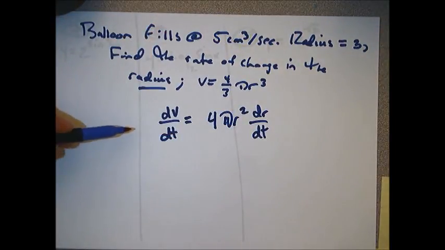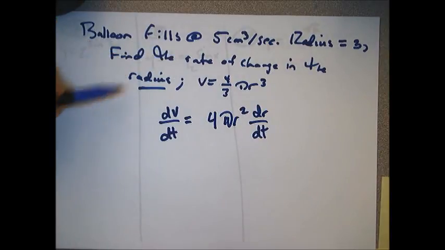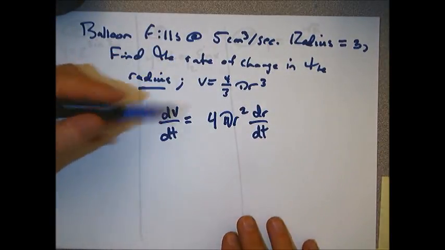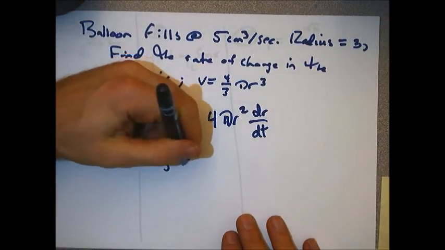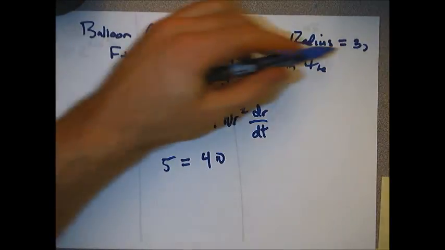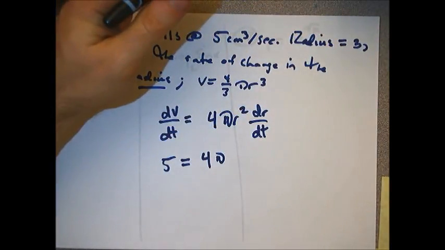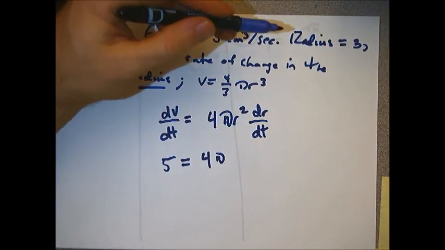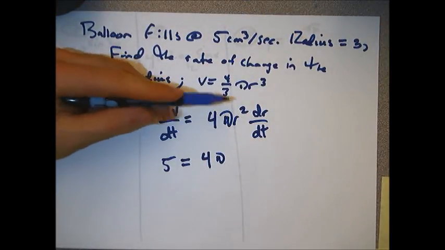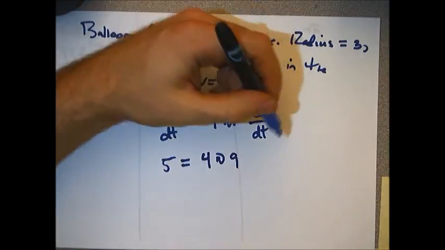So now we look at what information we know. The balloon fills at, that's the rate of change for the volume. That right there is our dV/dt. So 5 is equal to 4 pi, what else do we know here? The radius is 3. They could give you the diameter, in which case you'd cut it in half, but the radius is 3. 3 squared is 9. If we plug that in here, 3 squared is 9. And I'm trying to find dr/dt.